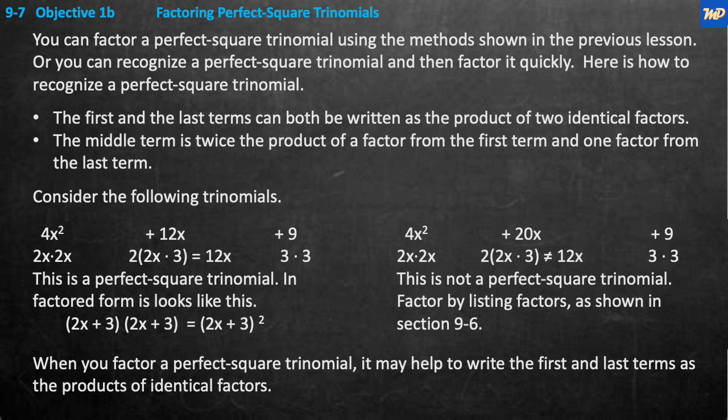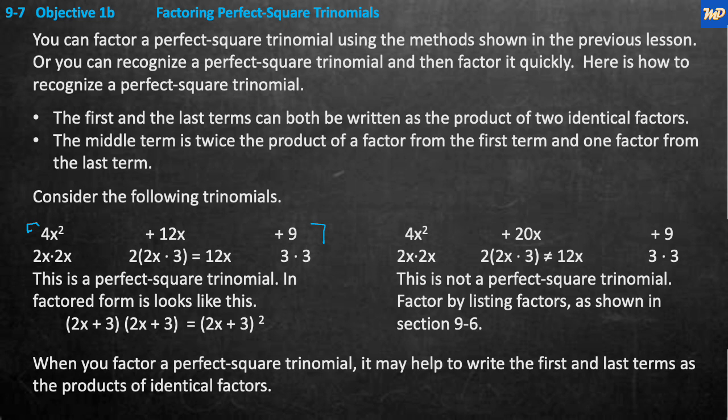Consider the following trinomial, 4x squared. This whole thing is the trinomial, and we're looking at the whole trinomial. The first term is broken into 4x squared, which is 2x times 2x, because the 2 and the 2 multiply to get the 4, and the x's multiply to get x squared.